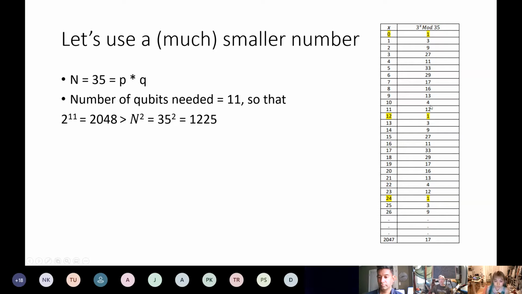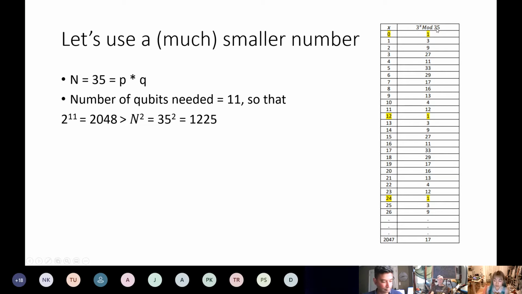So more than 12. Sorry, I think I just misspoke about this being the number of qubits. 11 is the number of qubits, sorry. This is the number of states. So you will have this many possible x values, and you start to see these repeated remainders showing up. Every 12th time, you will get this repeat. So 1 will repeat every 12th time, 3 will repeat every 12th time. You start to see some patterns here.